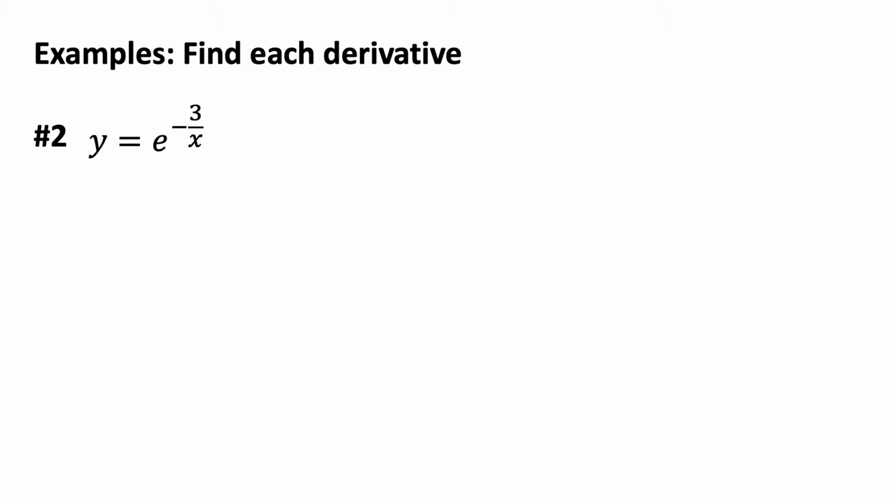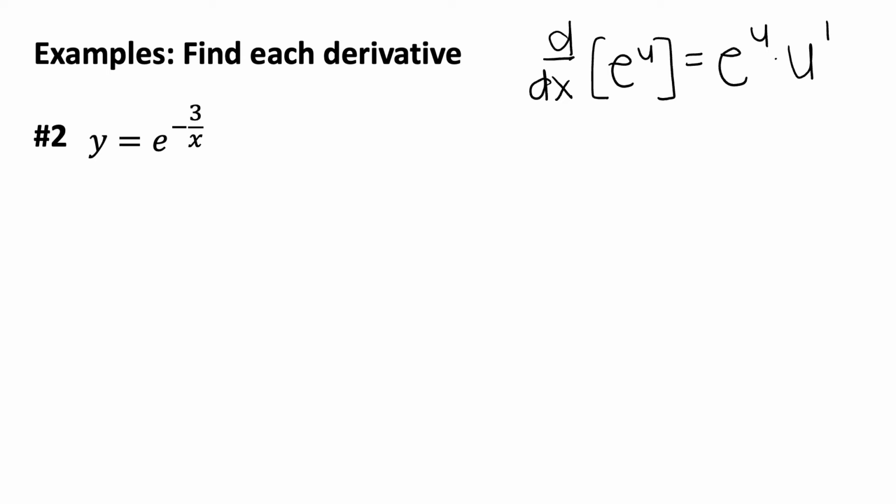Okay, number 2 looks similar, but a little bit more exciting. Here the function is y equals e to the negative 3 over x power. Again, because there's a little bit more than x, we want to use that definition for the derivative d dx of e to the u is just equal to e to the u times u prime. So in this case, we're going to choose our entire exponent as u, so u equals negative 3 over x.